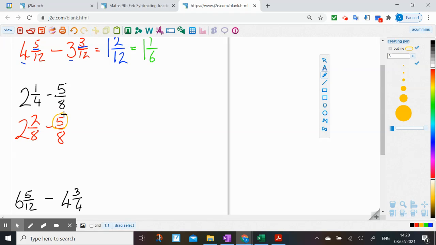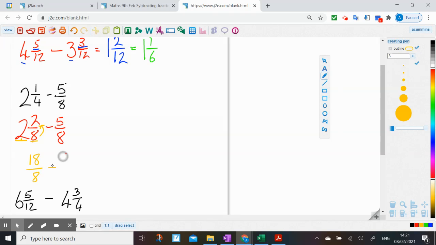The 5, the fraction we're subtracting, is larger than the fraction we're subtracting from. So this is a problem. What we have to do in these instances is convert the fraction to improper. To convert to improper, you multiply your whole number by your denominator. So 2 times 8 is 16, and then you add your numerator. So 2 times 8 is 16, add 2 more is 18, and we keep in eighths.